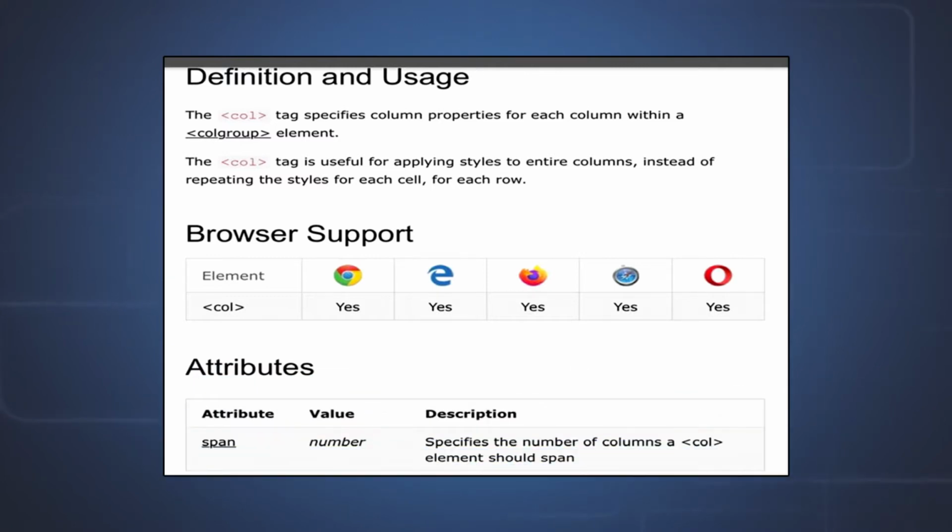One attribute of the COL tag is span, and it is a number. It specifies the number of columns a COL element should span. So if it spans 2 columns, then for the remaining columns we need to have a COL tag that will be specifying their properties.